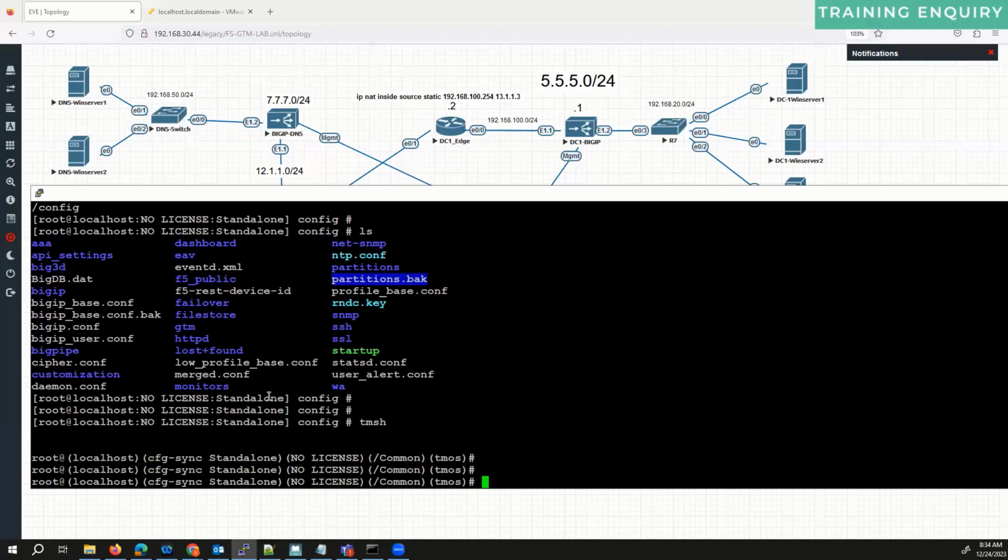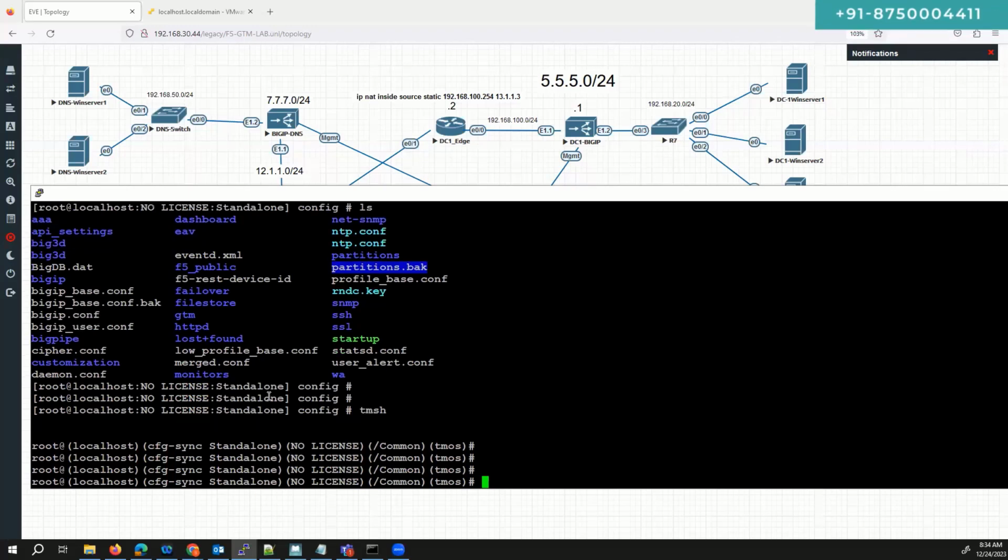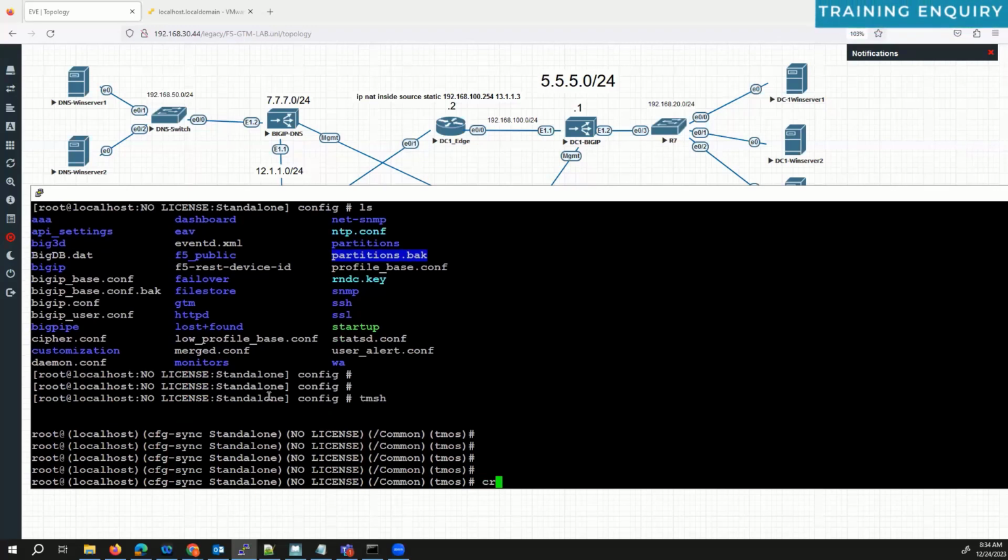But the command syntax would get changed because now you are inside TMOS, and TMOS is the operating system of the BIG-IP, right? So you activate the module on top of TMOS. Now you are inside TMOS, and in TMOS you get command syntaxes starting with create, delete, modify, list, or show.